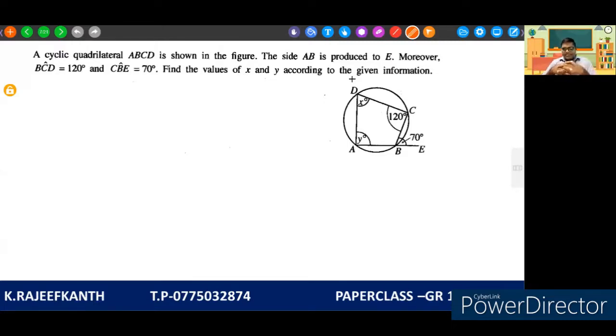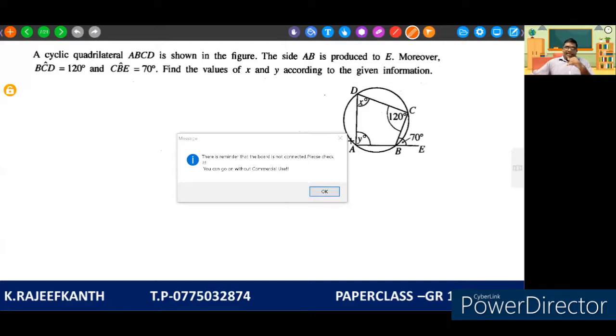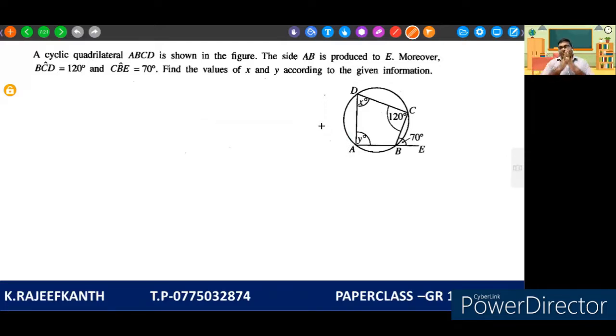So already we have discussed the theorems of cyclic quadrilateral. First one is opposite angles are supplementary, that means the sum of opposite angles should be equal to 180. And the second one is exterior angle is equal to interior opposite angle. So these two theorems are in cyclic quadrilateral. By using these two theorems, we can find the values of X and Y.